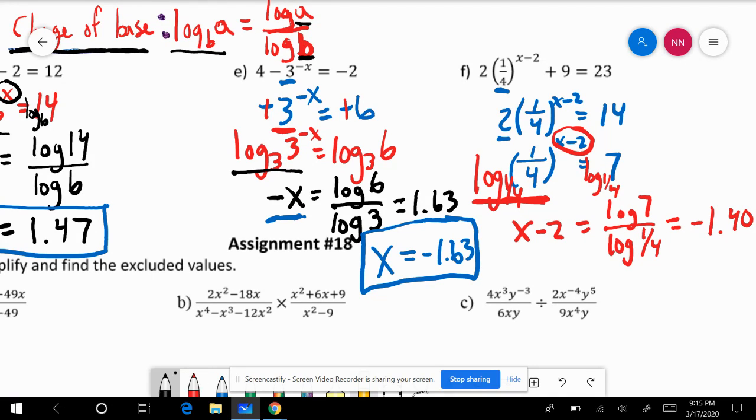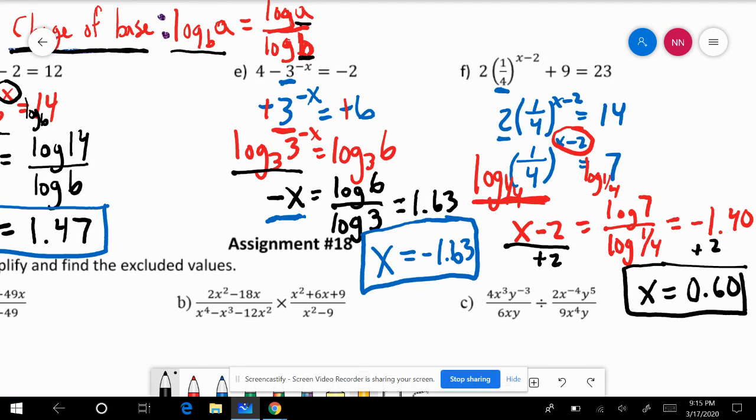If you're looking closely, you notice that this is x minus 2. So we need to add 2 on both sides. And when we add that 2, that means our x is equal to 0.60. And that right there is our final answer.